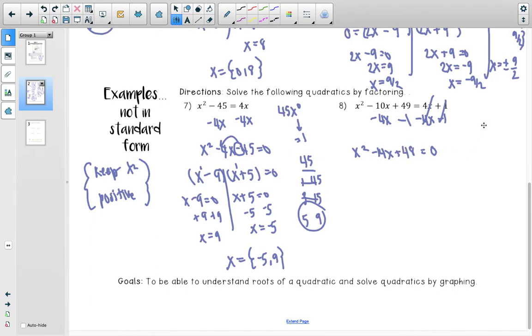Watch your signs. It's a trinomial. There's 3 terms with x squared, x, and a constant, which is the number. So what we're going to do is find the factors of 48 that add up to this 14.